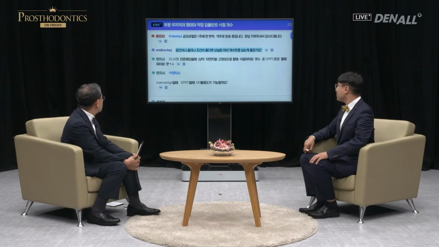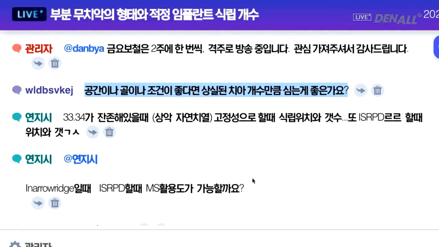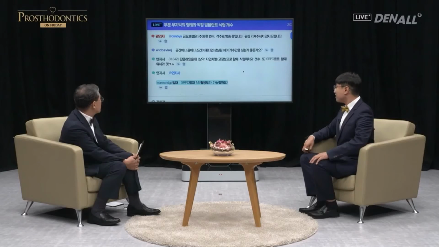When you do ISRPD, can you use MS? I think it is narrow ridge. In narrow ridge, when you do ISRPD, can you also use MS? Using MS on ISRPD, is that possible? If the antagonist is full denture, that's possible.